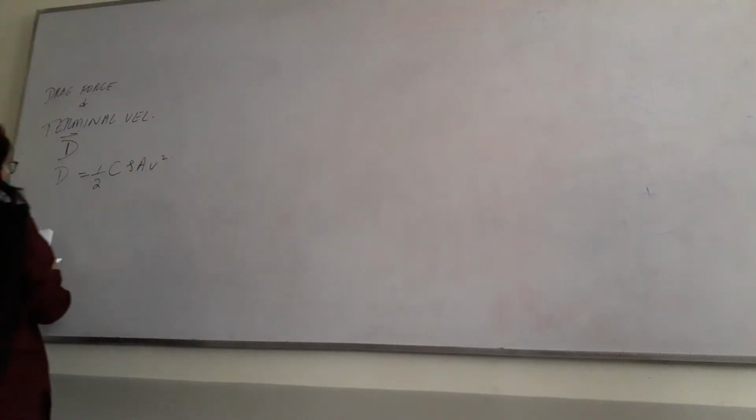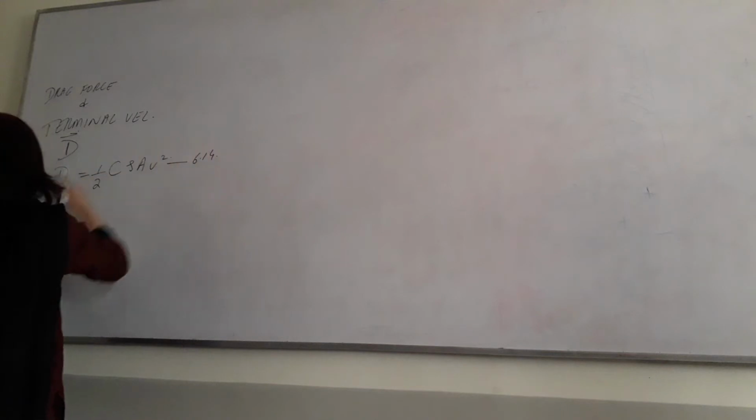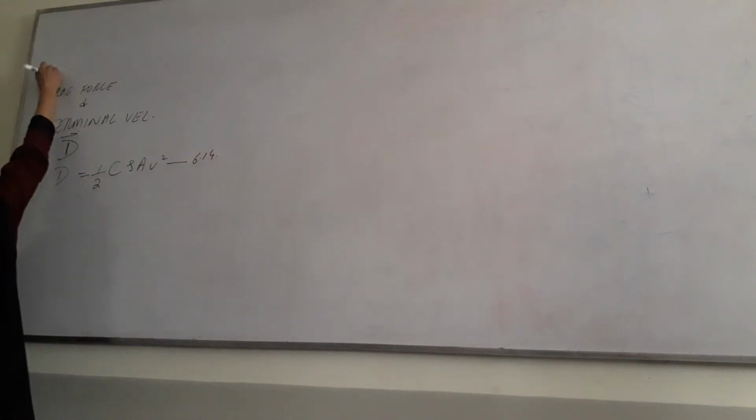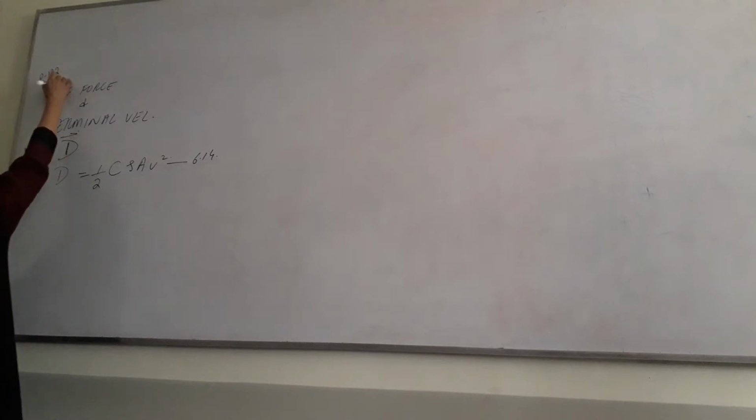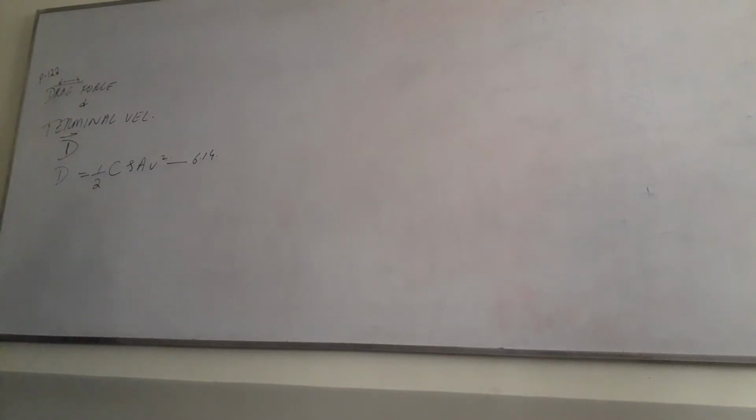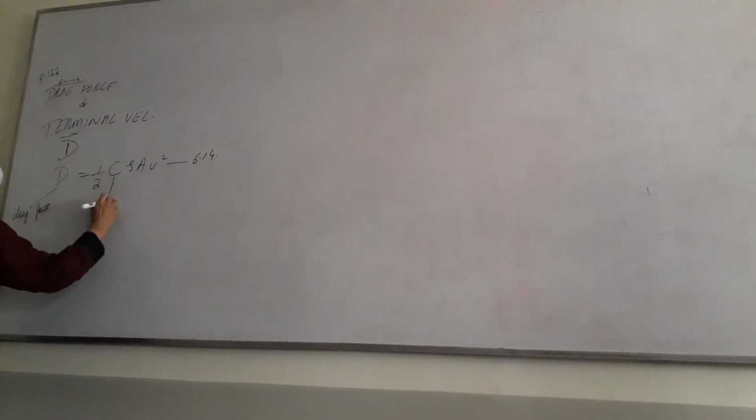So this is 6.14. We are talking from page 122, and this is section 6.4. Now in this equation we see that the drag force depends upon C. What was C? Drag coefficient. So you can get the value of this from tables, right? They are given in your book. Sorry, this is the drag force. This is the drag coefficient.